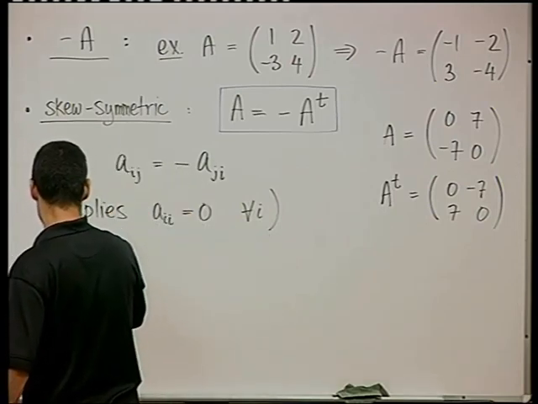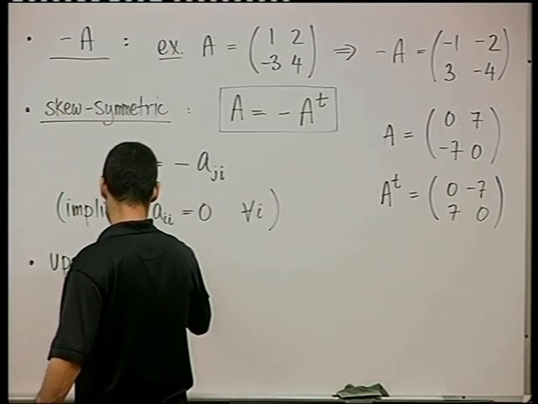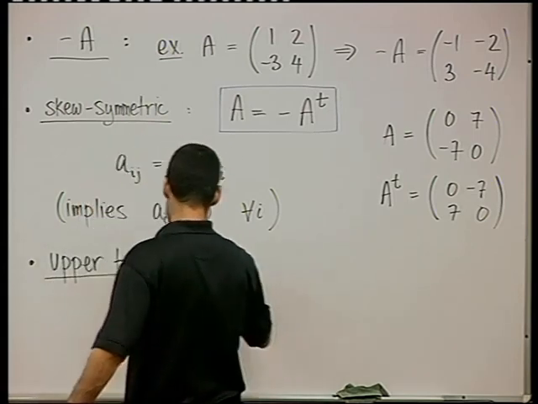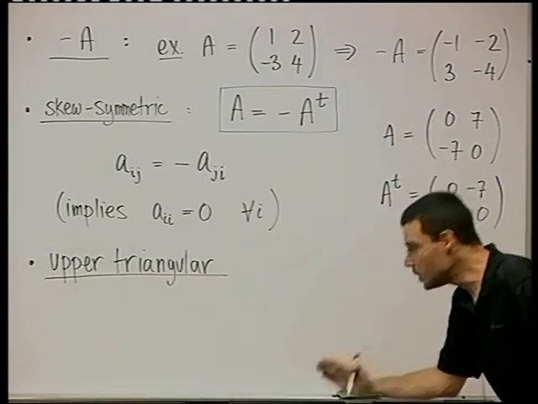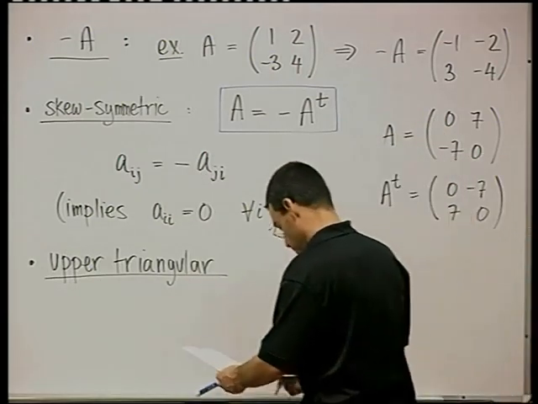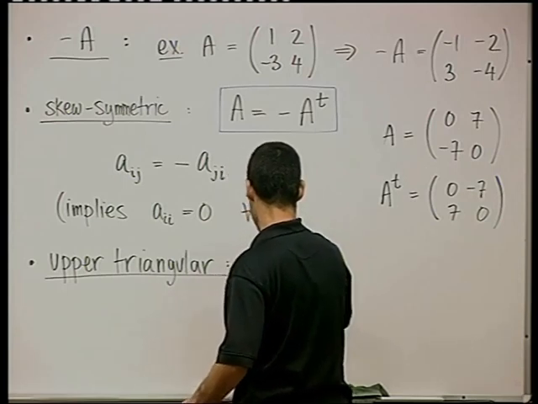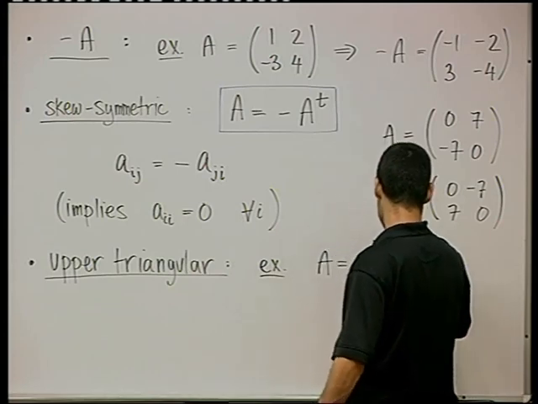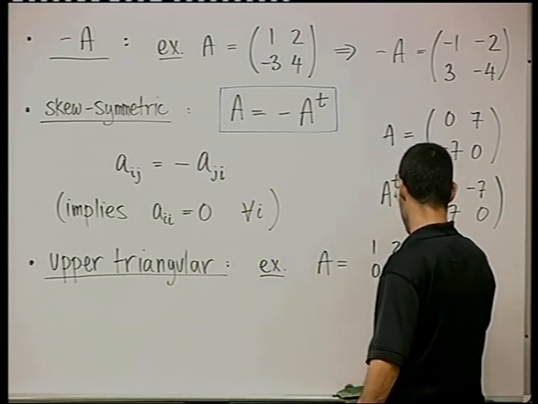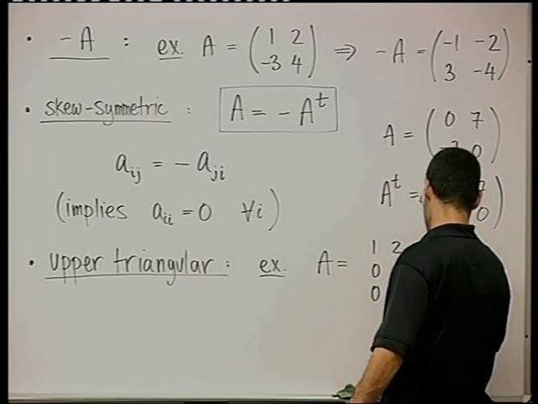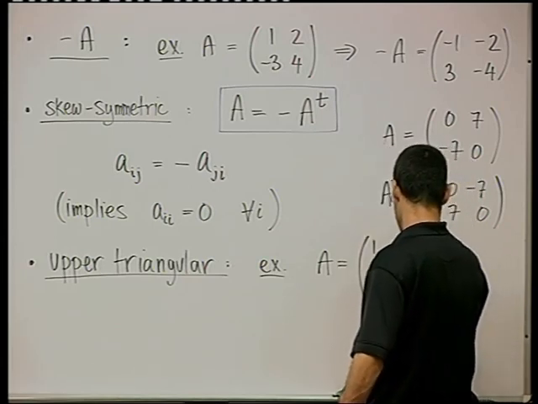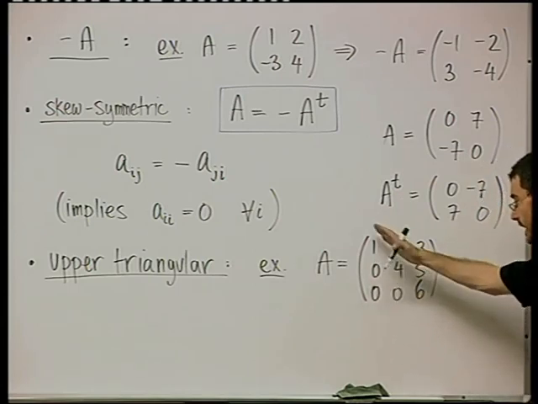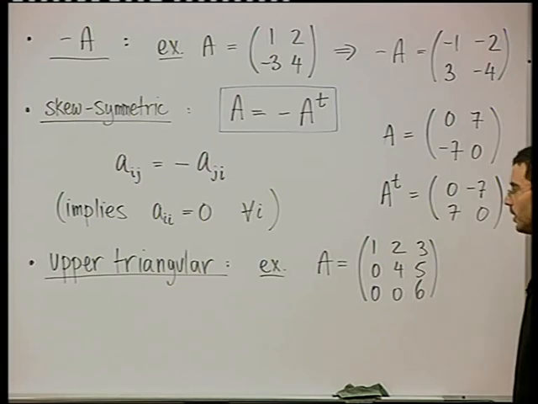A matrix is called upper triangular if all the elements below the diagonal are 0. So for example, here's an upper triangular matrix. A equals 1, 2, 3, 0, 4, 5, 0, 0, 6. This is an upper triangular matrix. All the elements under the diagonal have to be 0, above the diagonal, whatever you want.